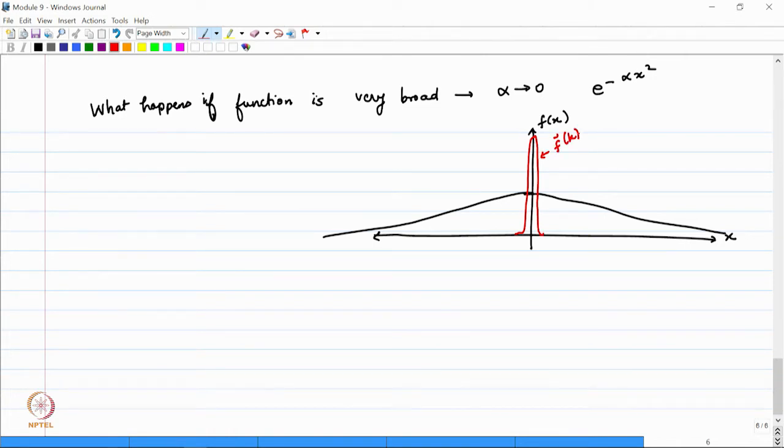So, as alpha tends to infinity, f tilde of k tends to an infinitely spiked function, and such an infinitely spiked function is referred to as a Dirac delta function. So, it is related to a Dirac delta function.